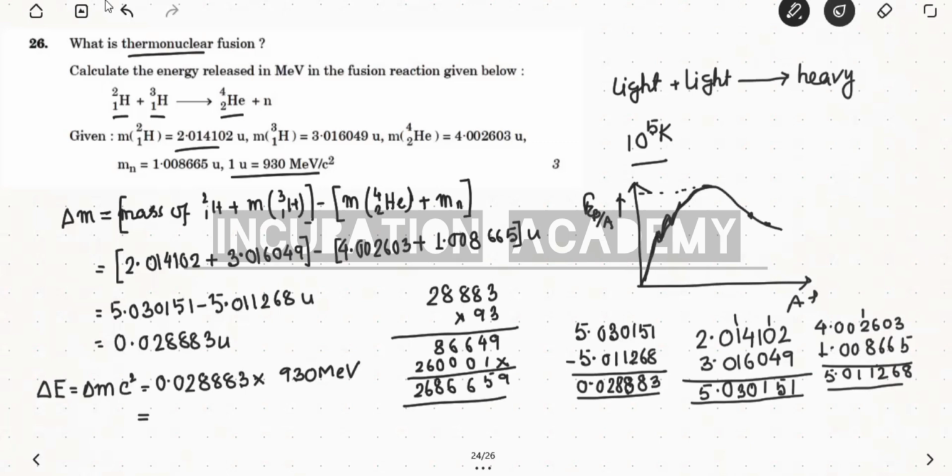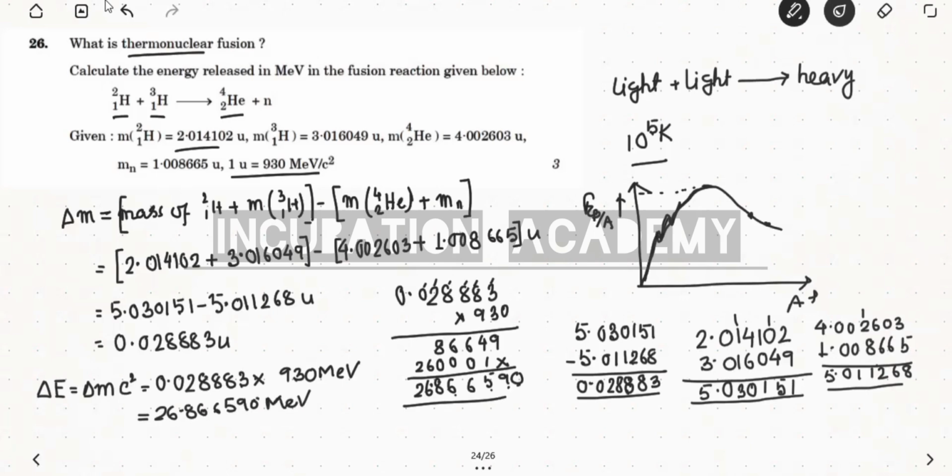Now let us deal with the decimal points here. If it is multiplied by 930, 1 0 will be there, and if it is 0.00, so 1 2 3 4 5 6, so it is 26.86. So such a mega electron volt energy is released in this process.